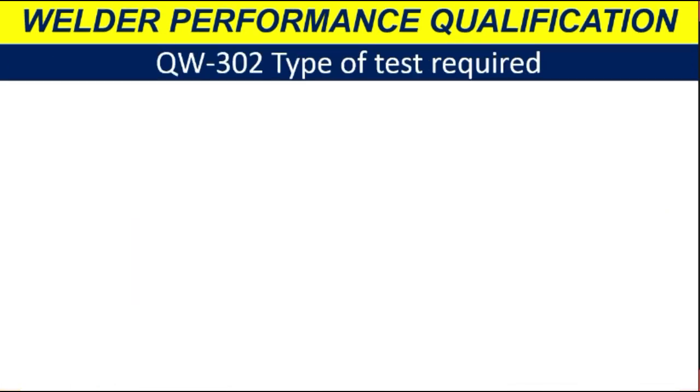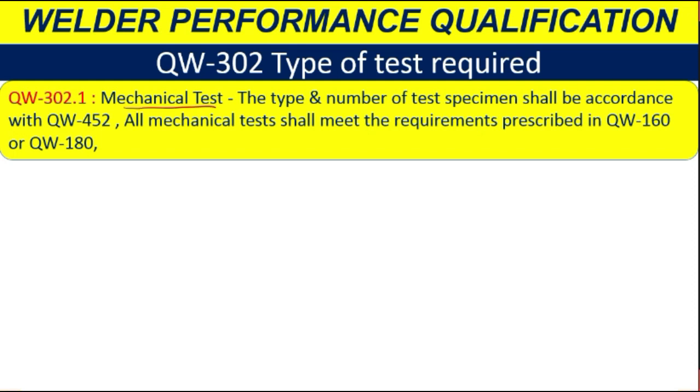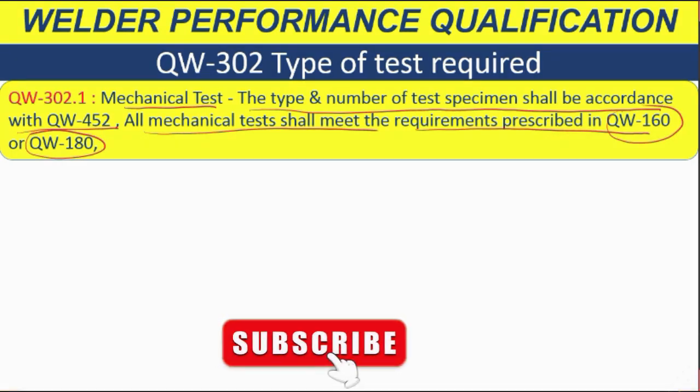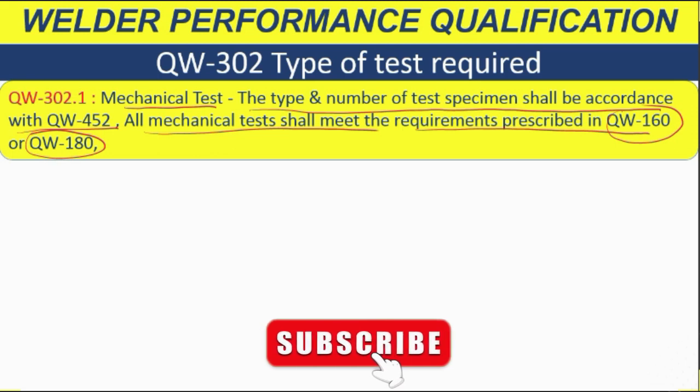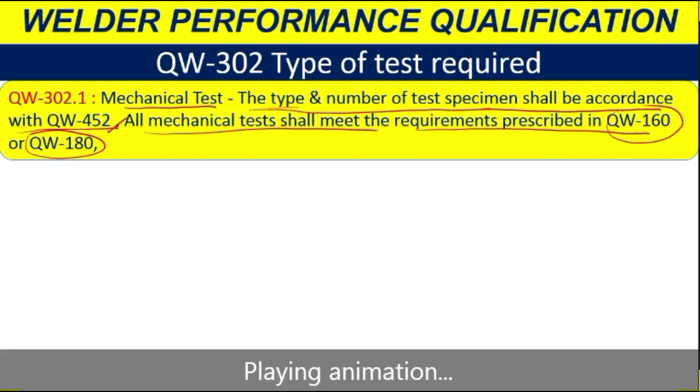Now we will discuss QW302. QW302 is the types of test required. What are the types of tests? Mechanical tests. The type and number of test specimens shall be according to QW452. All mechanical tests shall meet the requirements prescribed in QW460 and QW480. If you go to QW460 and QW480, the guided bend test and the fillet weld test are there, so you have to follow that requirement. And for the type and number of test specimens, you have to follow QW452. So now we will go to QW452.